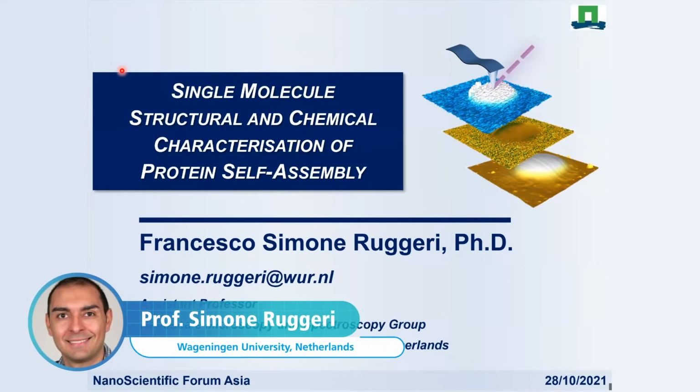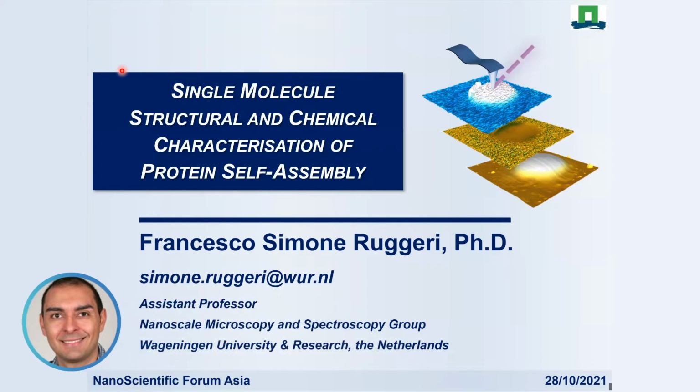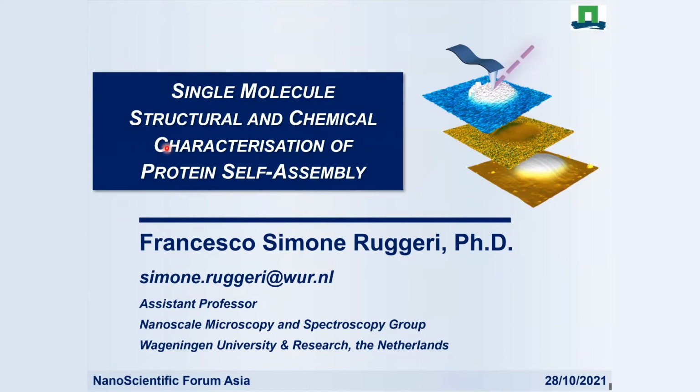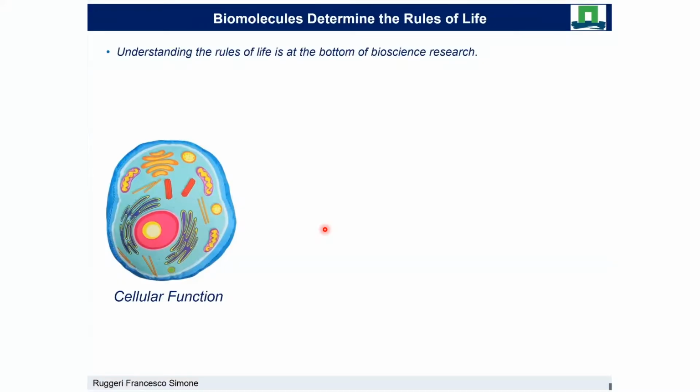Today, I will talk to you about how in our research here at Wageningen University, we use atomic force microscopy and a combined approach with vibrational spectroscopy in order to unravel the morphological, structural, and chemical properties of protein self-assembly. Why is this important? This is important because we want to understand life. We want to understand how cells work.